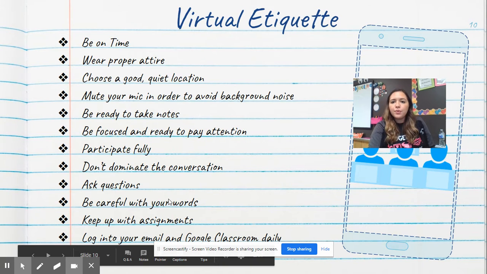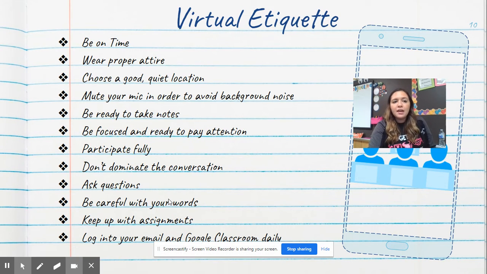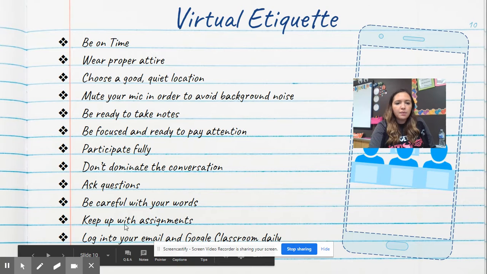These are my rules whenever we have those Google Meets. I expect all my students to be on time, to wear proper attire, to choose a good quiet location, to mute your mic in order to avoid background noise, be ready to take notes, be focused and ready to pay attention, participate fully, don't dominate the conversation, ask questions, be careful with your words, keep up with assignments, and the last one's very important. Log into your email and Google Classroom daily.